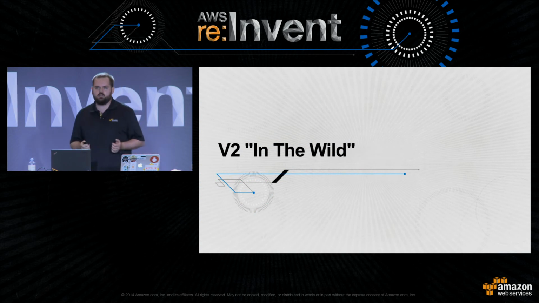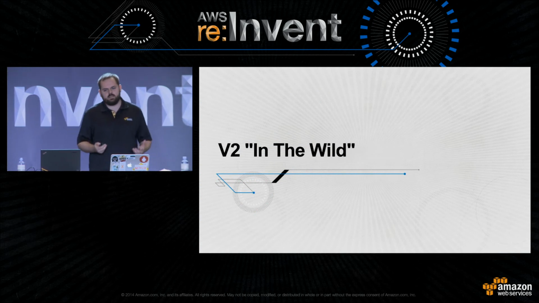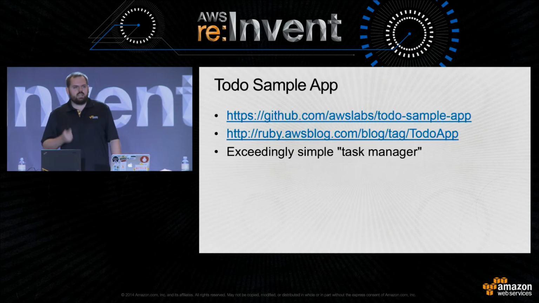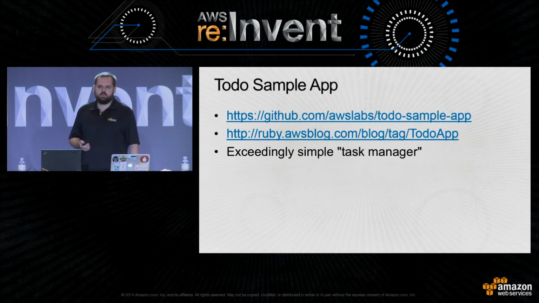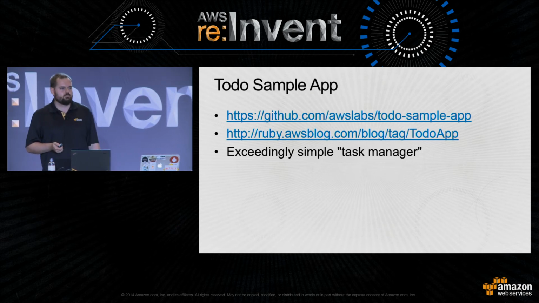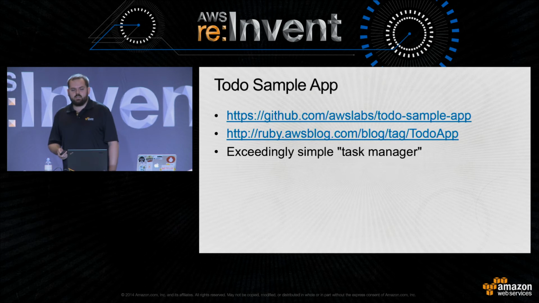So let's take a look at a Ruby on Rails example and bring this all together. So we have something called the Todo Sample App. How many of you follow our developer blog? So it's definitely something I think you should check out.